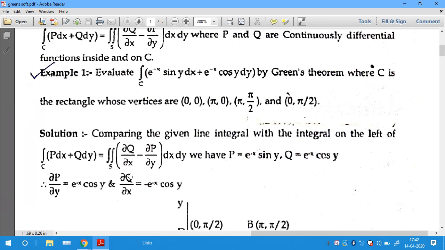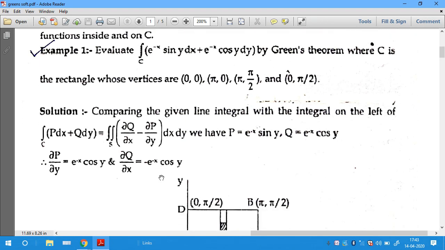Now dou q upon dou x: differentiating Q partially with respect to x. While differentiating Q partially with respect to x, keep y as silent. Cos y should be silent, and the derivative of e power minus x is minus e power minus x. These are the partial derivatives.